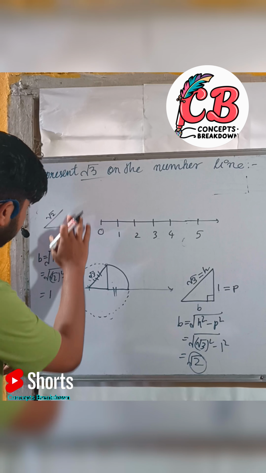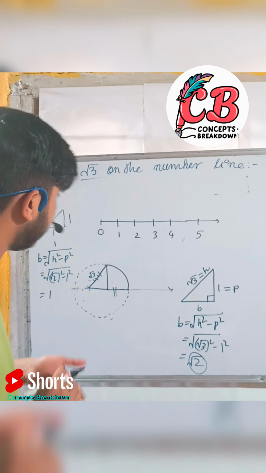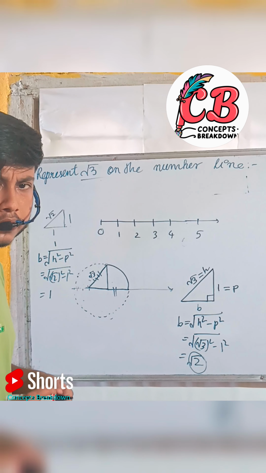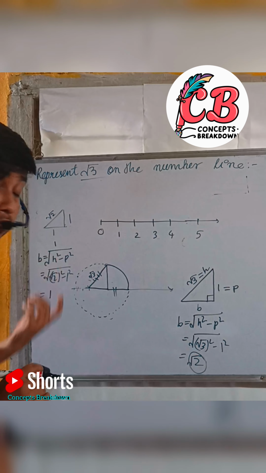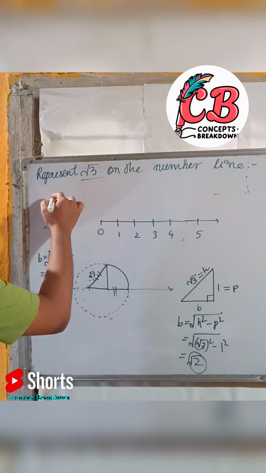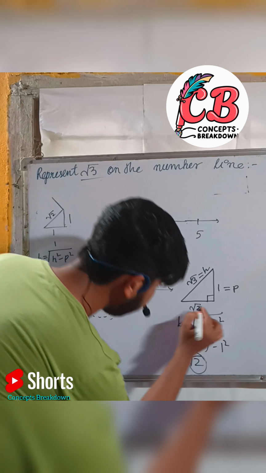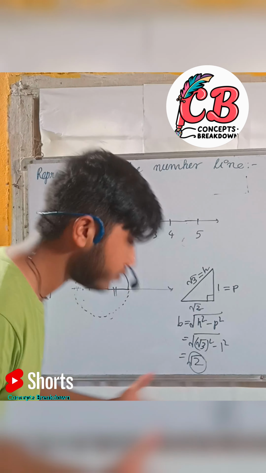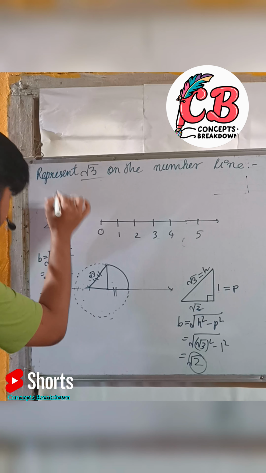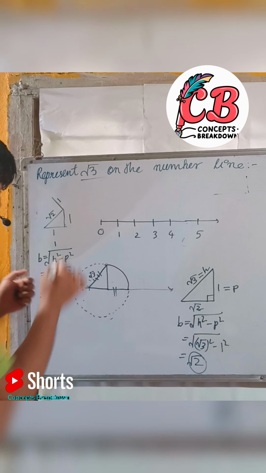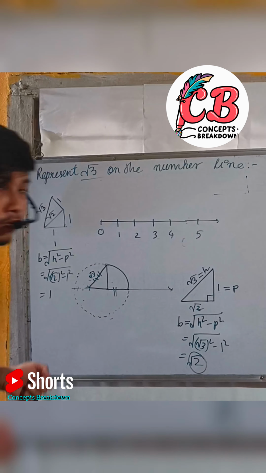Then it's root over 2, then it's 1, and then we'll get the answer 1. So when we take the base 1 and the perpendicular is also 1 here, then we get the hypotenuse of root over 2. Then we'll take this hypotenuse as the base. As I said, we need root over 2 here, right? Here the base is root over 2, so we'll make this hypotenuse a base, and we'll take a perpendicular of 1 unit, and then we join this, right? And here we'll get root over 3 as told before.